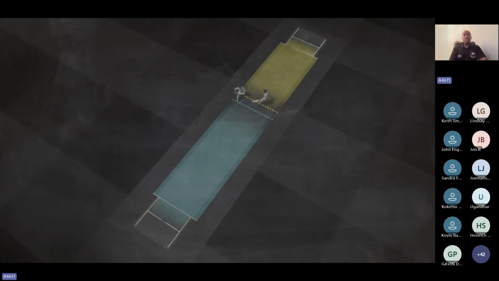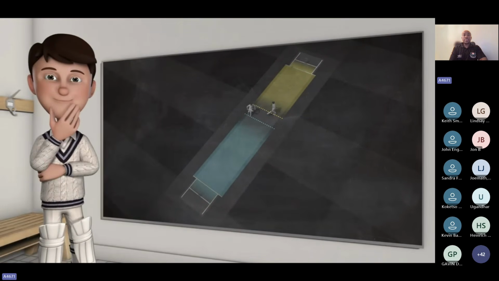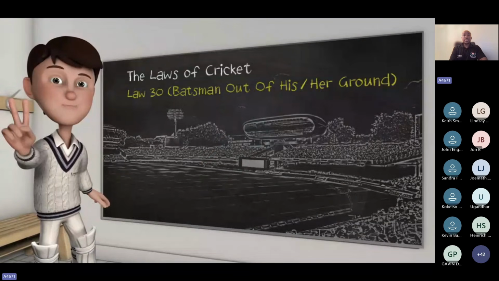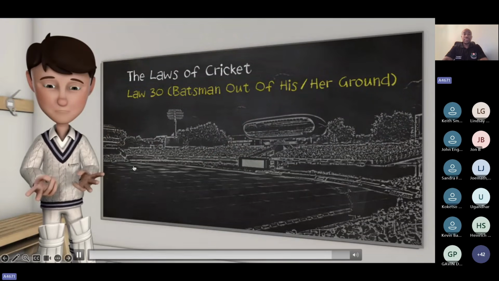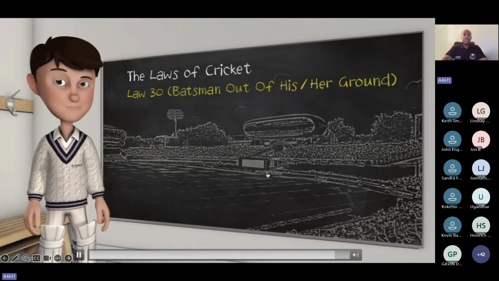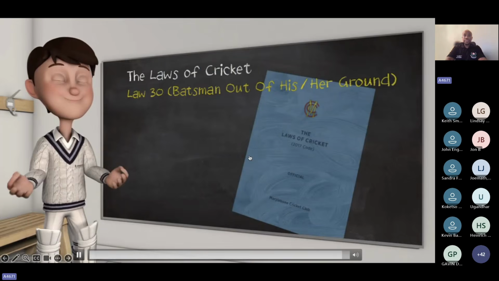Of course, this being cricket, there are further delightful complications, such as two batsmen in the same ground, or three when you have a striker with a runner. But never fear, all mental anguish will clear with a little quiet meditation and reference to Law 30 in the Blue Book.